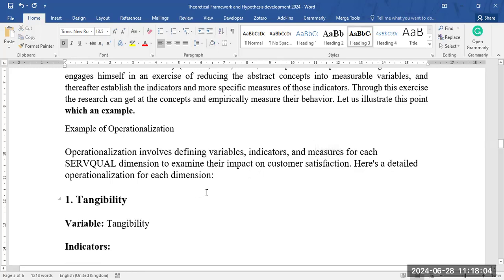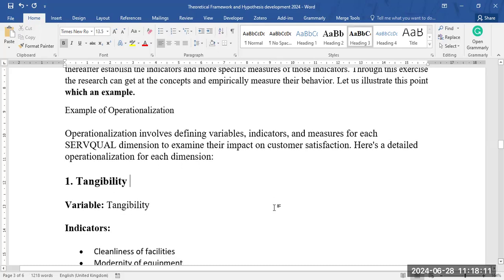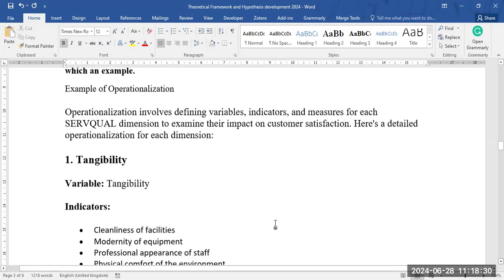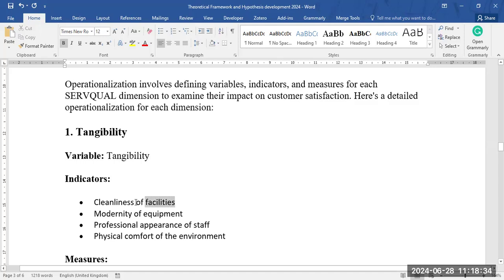So here we can see that a detailed explanation sometimes may be put in table format also. So this is the tangibility. What is the variable? The variable is tangibility. The concept is service quality. And what are the indicators that indicate the tangibility? Cleanliness of facilities, how clean the facility is, indicating the tangibility, and modernity of equipment. So equipment and modern equipment, that indicates the tangibility.